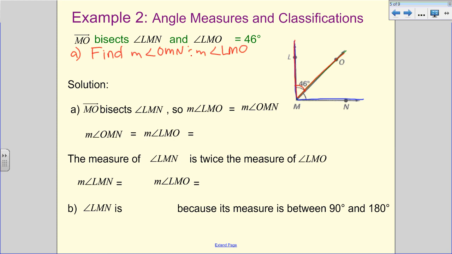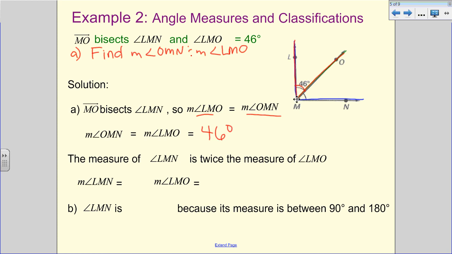So OMN, I'm sorry, and the measures of should be LMO, there's a typo in your book, guys. And then we need to determine whether they're acute, right, straight, or obtuse. Since MO bisects LMN, we know LMO is equal to OMN. So once we find one of these angles, we found the other. So the measure of OMN equals LMO, and that is 46 degrees.